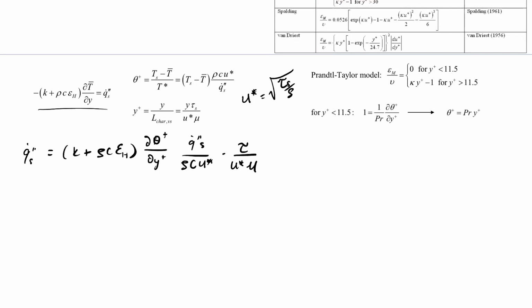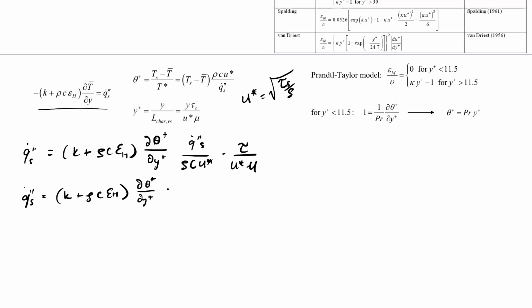So we have u star times u star, so we'll take the square of that, tau s over rho. And we end up with here q dot double prime s is equal to k plus rho c epsilon h d theta plus dy plus. And then here, see, we cancel out. What are we canceling out here? Rho c.